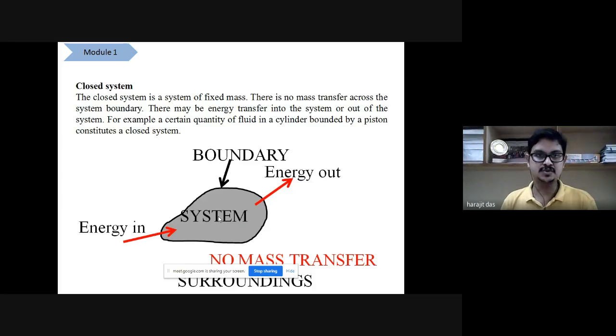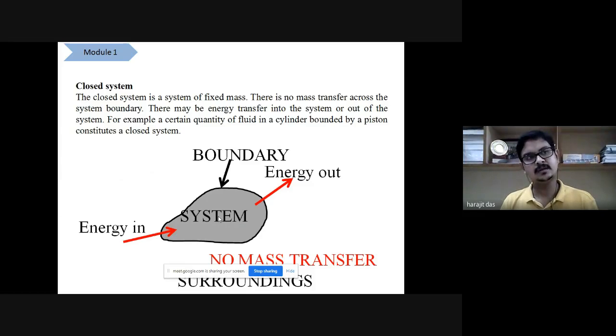In a pressure cooker you can heat from the gas burner, but no mass will come out. Initially no mass comes out, but when the boiling point is reached, then some mass comes out. That is a different thing. But up to the whistling of the pressure cooker, that system is called a closed system. Then gas balloons: the gas may be heated because the balloon surface is very thin, so heat can come out or go in from the surrounding. So that system will be a closed system.